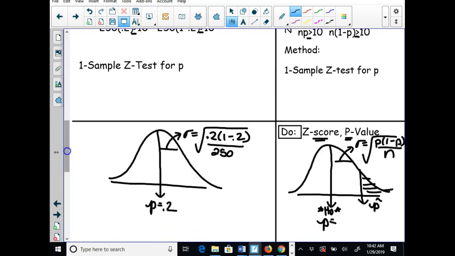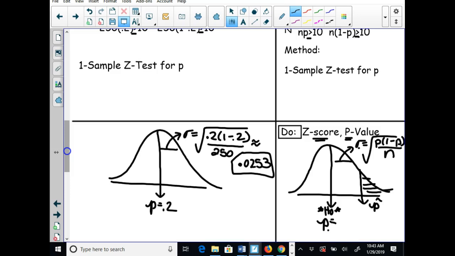I'm now going to calculate that in my calculator, okay? So I'm going to take 0.2 times 1 minus 0.2, so 0.8. I'm going to divide it by 250, and then I'm going to take the square root of that. And I get 0.0253. Okay, so what did I say I need? We need our null hypothesis, we have it. We have our standard deviation, we have it.